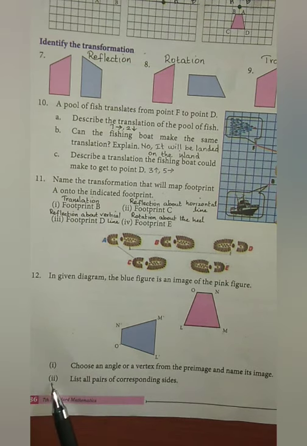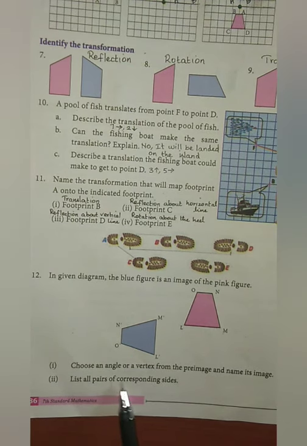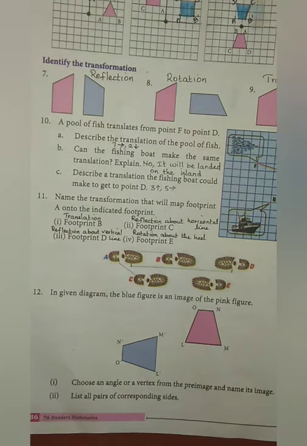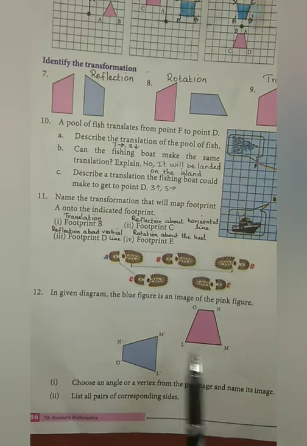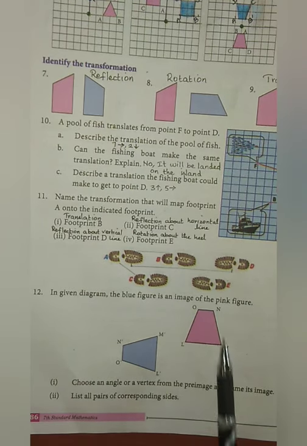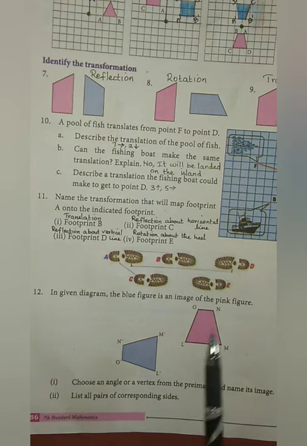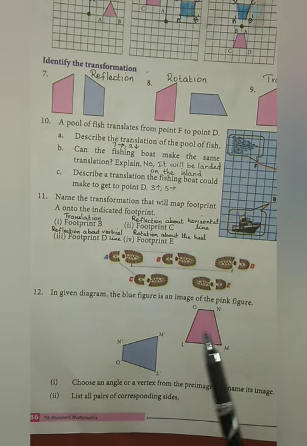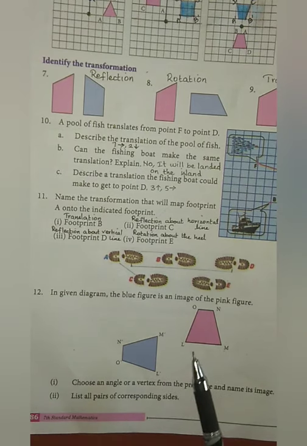Second subdivision, list all pairs of corresponding sides. They are LM, L dash M dash, MN, M dash N dash, NO, N dash O dash, OL, O dash L dash.